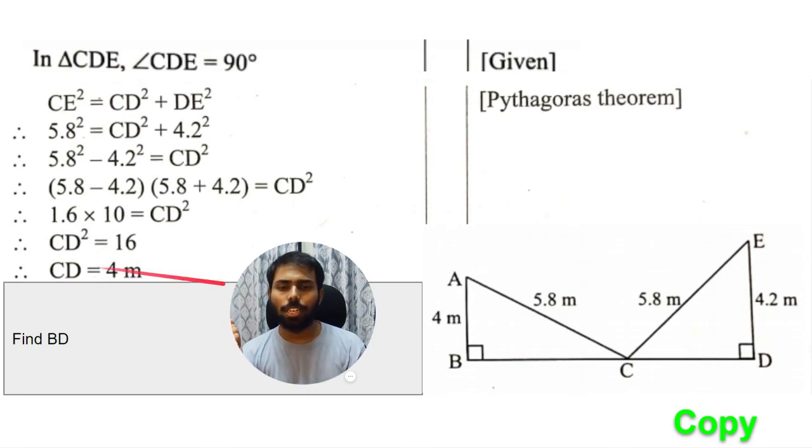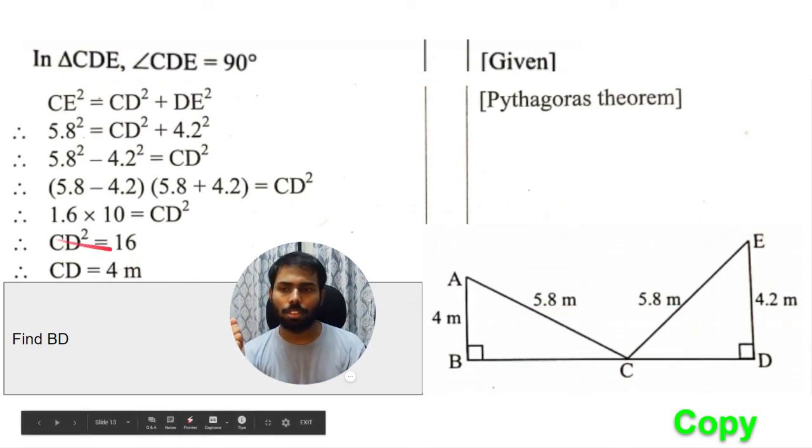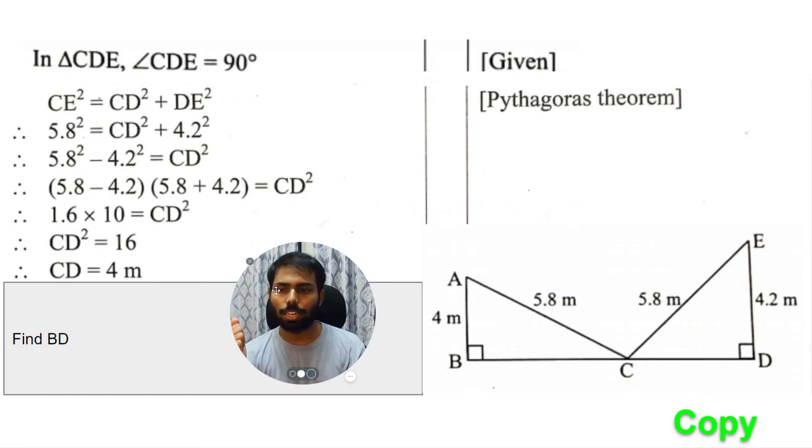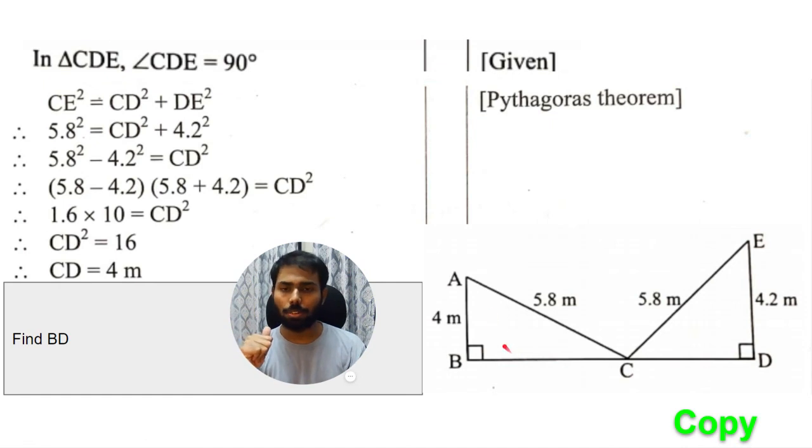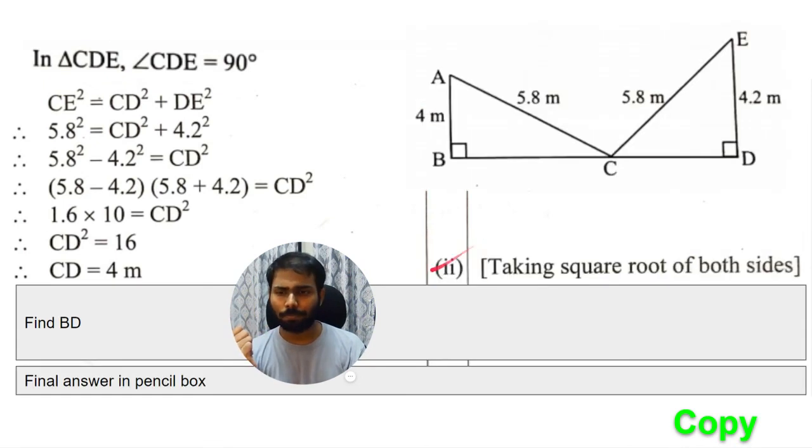सो योर आंसर फॉर सीडी इज 4 meters. 16 का स्क्वायर रूट क्या है? यू टेक स्क्वायर रूट ऑन बोथ साइड्स एंड गेट सीडी इज एज 4 meters. ओके, सो सीडी भी मिल गया, बीसी भी मिल गया. यू ओनली हैव टू फाइंड द sum or addition of both these numbers. So the remaining part is very easy.